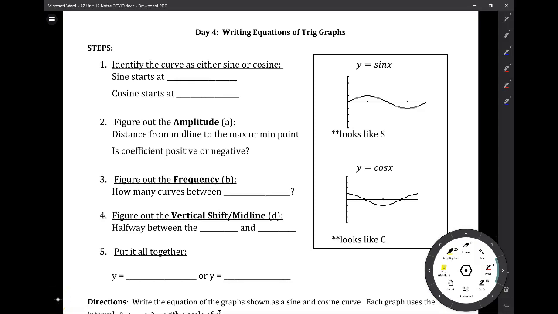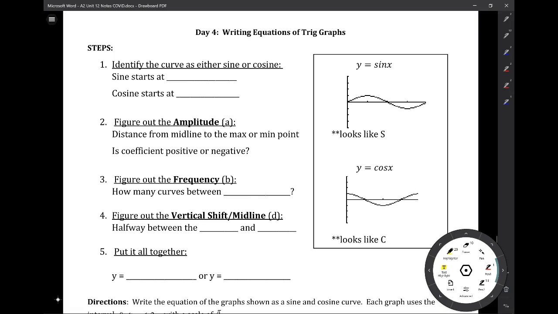All right, welcome to day 4 of Unit 12. We are going to be kind of flipping the script today. Our last 3 videos focused on how to graph given an equation, but today I'm going to give you the graph and you have to tell me the equation. So what that means is for us to be able to write the equation of a graph, I'm going to be looking for certain key features.